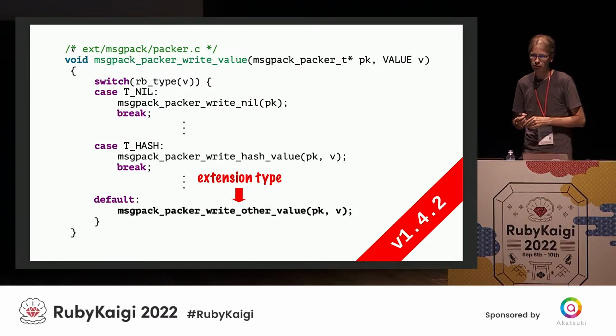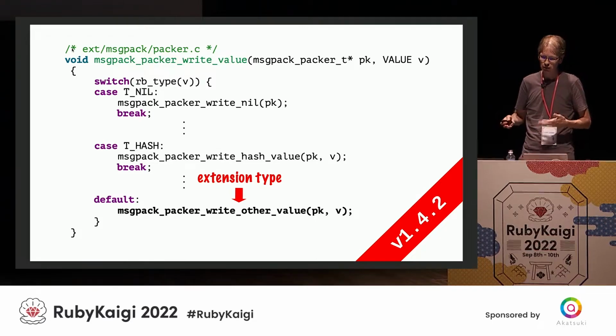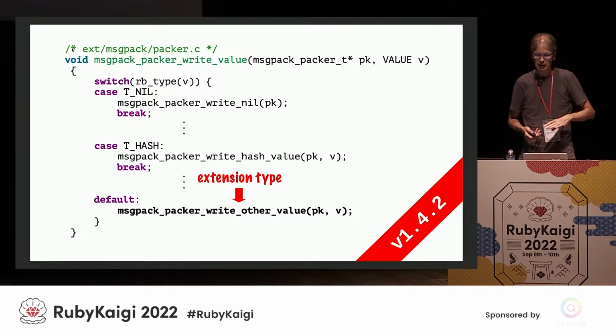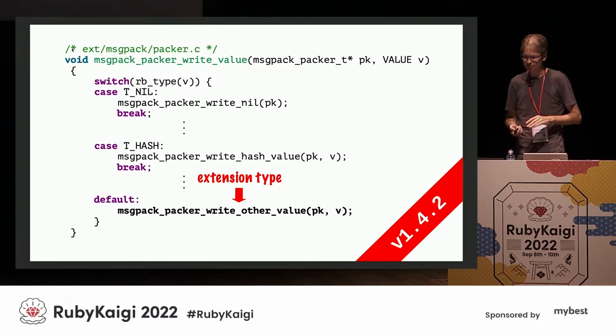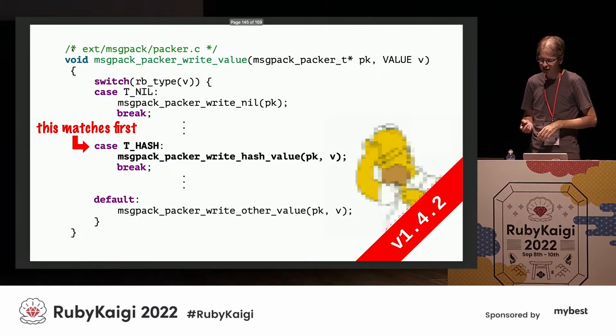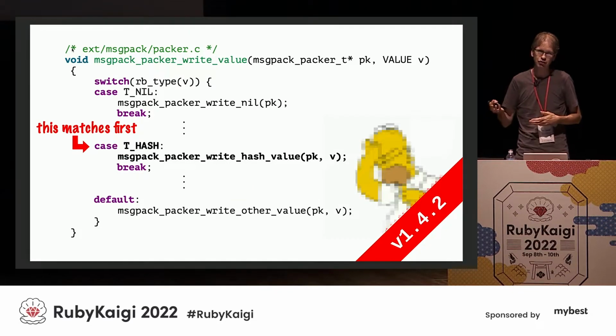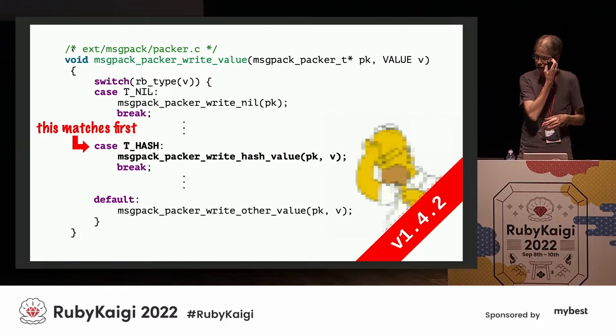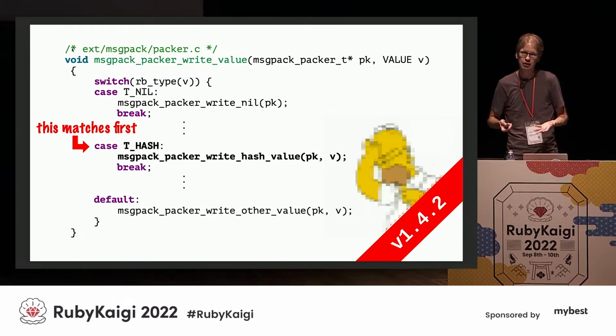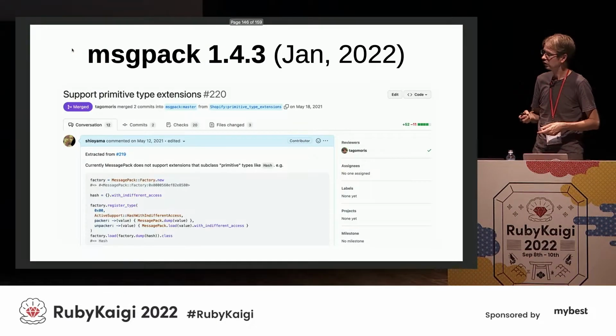And this is in version 1.4.2 of MessagePack Ruby. The problem here is that the extension types are handled in this switch statement, in the default part of the statement. Unfortunately, the hash branch is hit first. So whether you define an extension type or not, it doesn't really matter because it won't even see the extension type. So this is my one and only contribution to MessagePack Ruby, but it's kind of an important one.